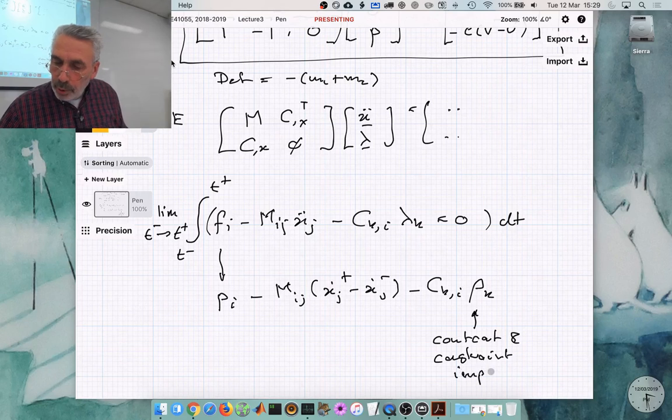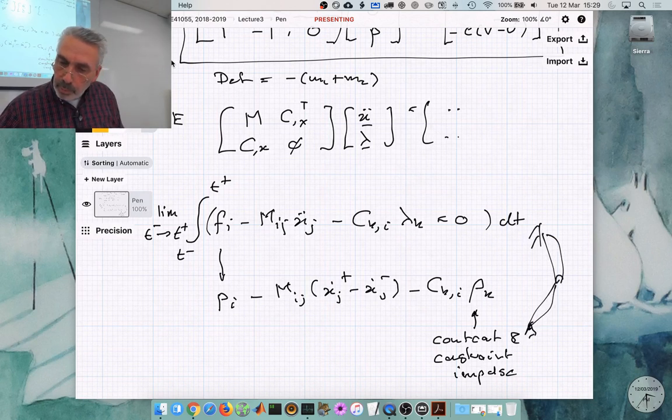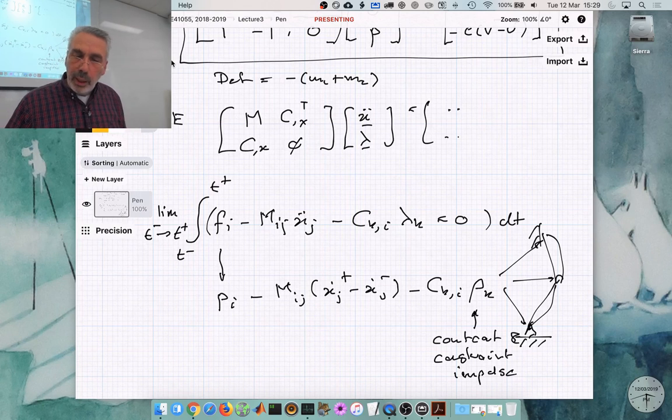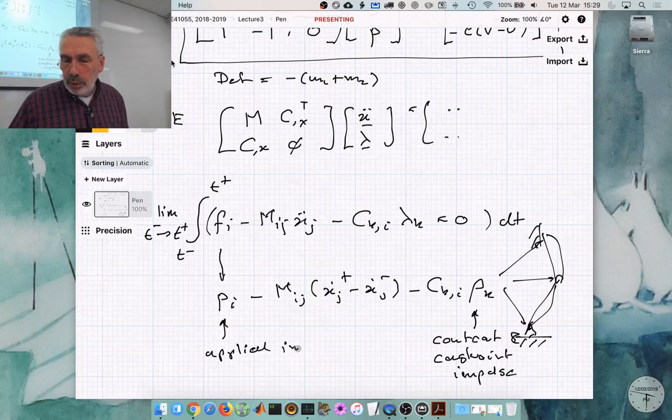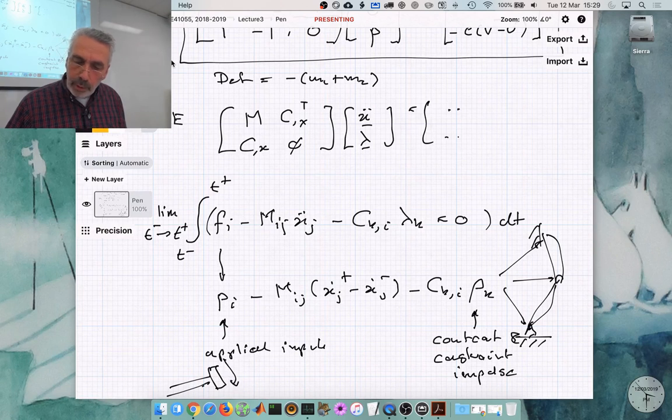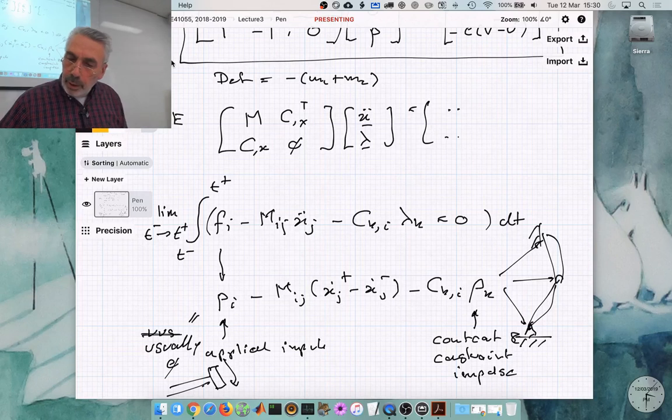So these are contact and constraint impulses. This is what happens at the wall here, where you have bang, and in the joints. And this guy, usually this is an applied impulse, and an applied impulse you can see as a guy coming with a hammer and hitting very hard. So bang, but it's almost never the case. So usually this is zero. So it is zero, of course.